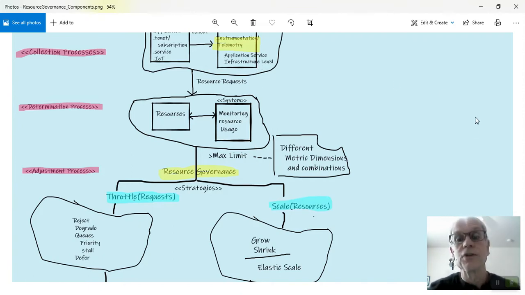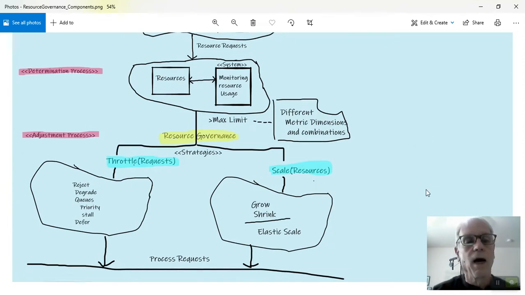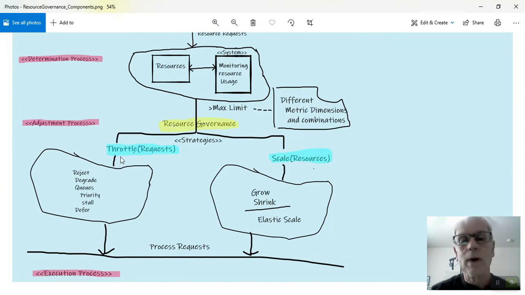Then the resources are monitored also to see if they pass their thresholds according to the collected information. If we pass the threshold, a max limit was reached, resource governance will kick in. Now, resource governance is expressed in two particular ways. There's a throttling of requests, and there's scaling of resources.